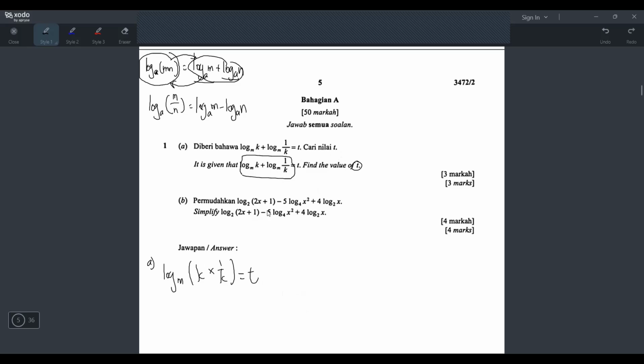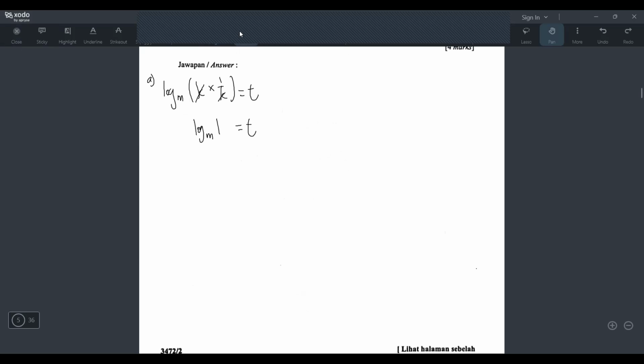Now how to find the value of t? The t is on this side, so I'm just going to leave it there. k and k can cut, you're left with log m 1. And what is log 1 base m? It would be 0. You can press the calculator. If you press log 1, any base, it will give you 0.